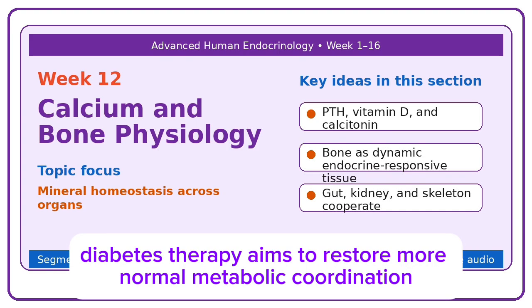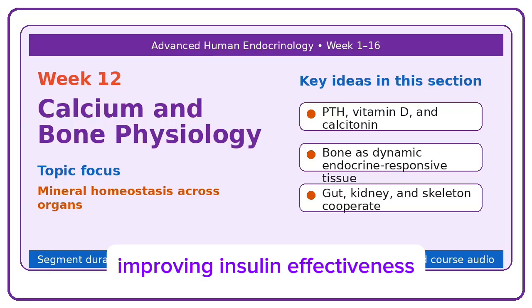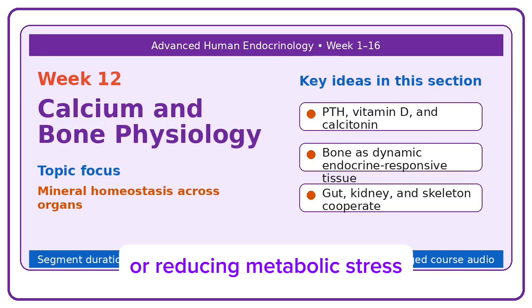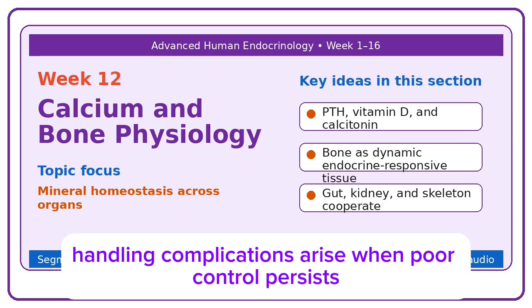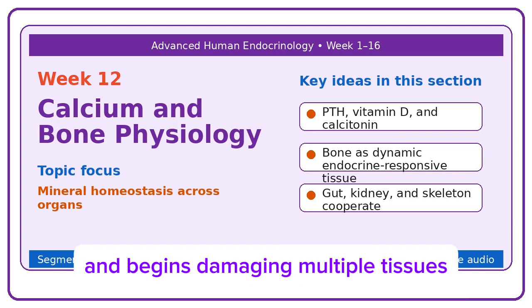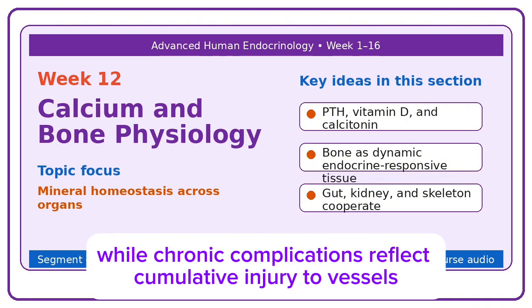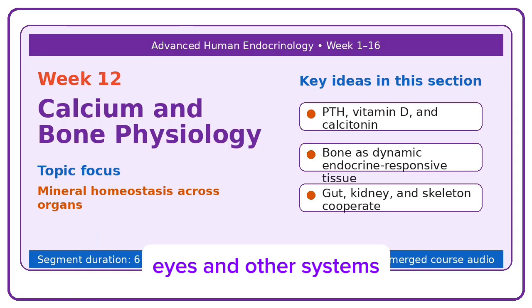Section summary. Diabetes therapy aims to restore more normal metabolic coordination, whether by replacing insulin, improving insulin effectiveness, supporting endogenous regulation, or reducing metabolic stress. Therapy is best understood as an attempt to recover endocrine control of fuel handling. Complications arise when poor control persists and begins damaging multiple tissues. Acute complications reflect severe metabolic instability, while chronic complications reflect cumulative injury to vessels, nerves, kidneys, eyes, and other systems.